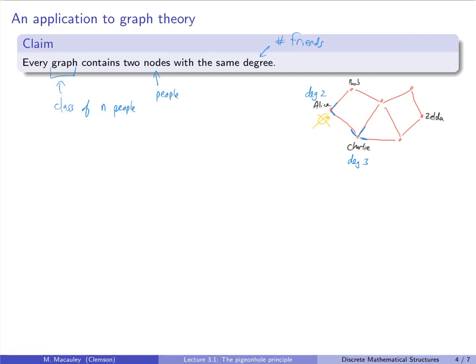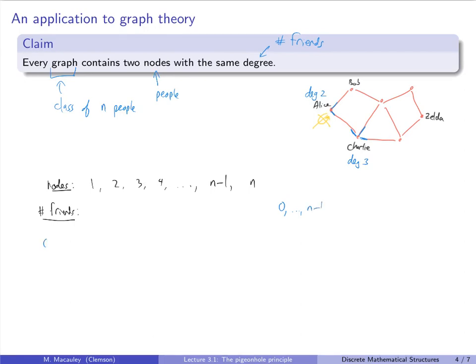So the nodes, I'm going to give them numbers instead of names. So 1, 2, 3, 4, all the way up to n minus 1 and n, and then there should be the number of friends. Again, this is a number from 0 up to n minus 1.